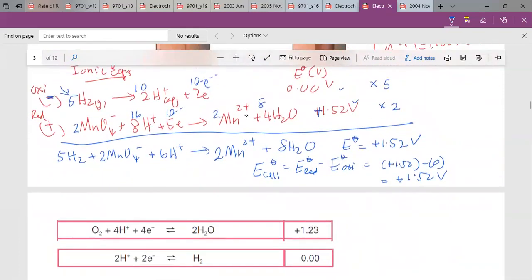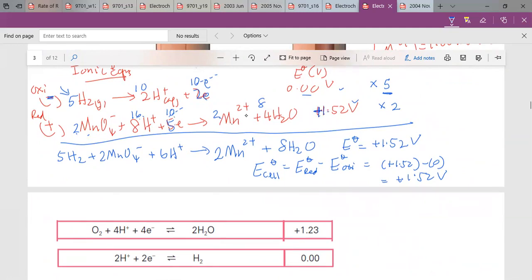So here, I need to make the number of electrons the same. This 5 here originally and this 2 here. So 10 is the common factor. So times this by 5: 5H2, 10H plus, and 10 electrons here. I do not times this value, it's 0. Now here, this times 2: 16 times 2 is 16, and electrons times 2 is 10. 2 Mn, and here is positive 1.5.